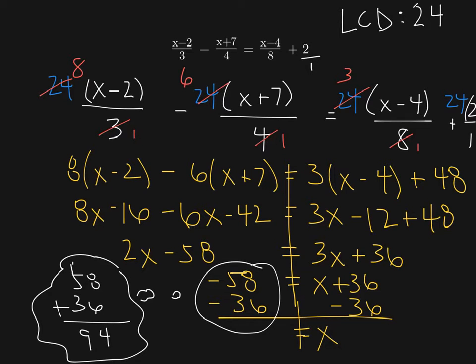So our final answer here, I'm going to write it over on this side so I'm running out of room, is negative 94. I don't have to go back and check to see if this works because it's not a rational equation. We don't have any x's in the denominator that could possibly restrict our values. So we're okay. Our final answer is negative 94.